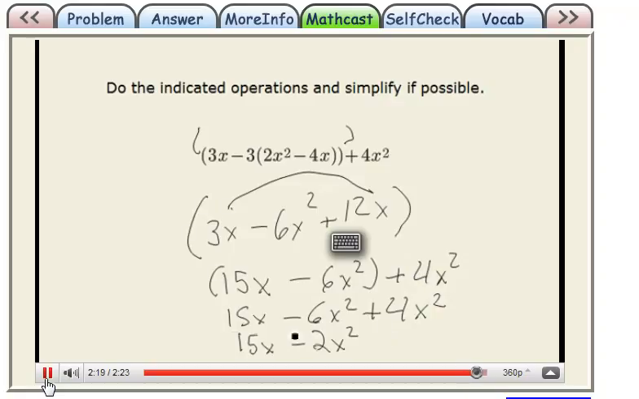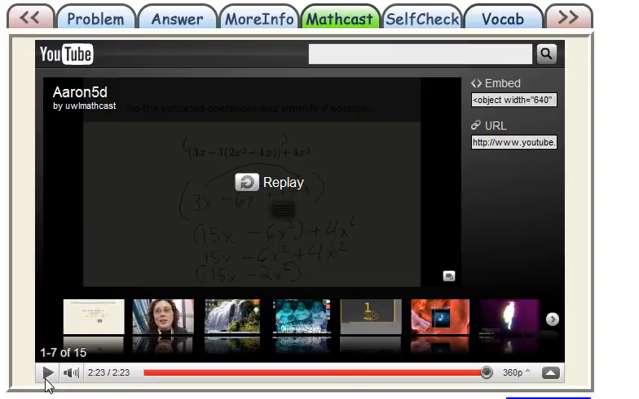I had to show how I got -2x squared. That was pretty much how I did this problem.